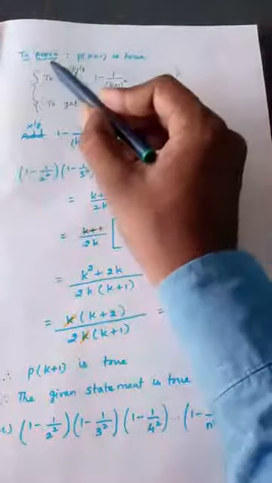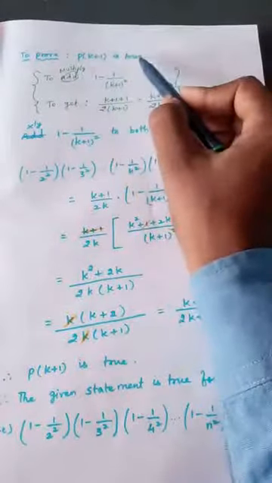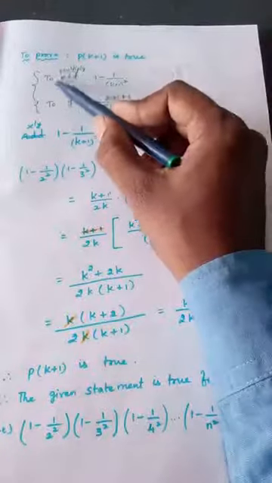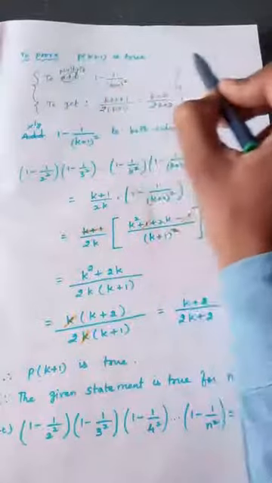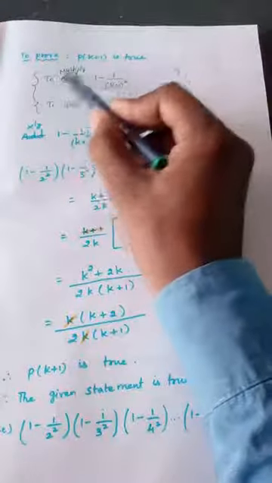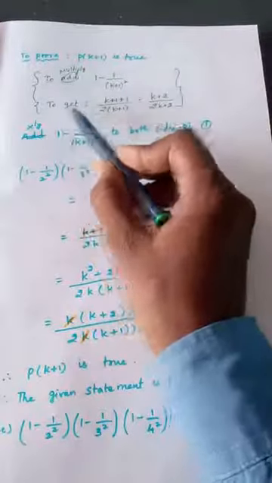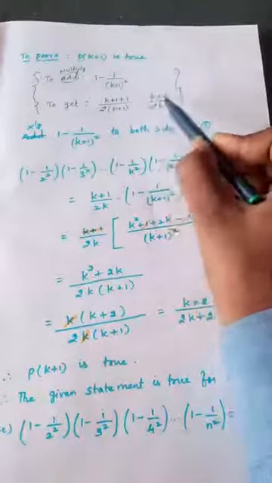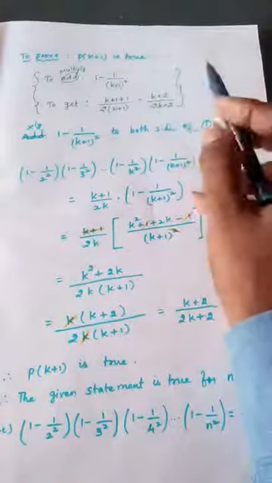Now see this. Next step is to prove P of k plus 1 is true. What are the two things that we have to find out? I have circled this add and multiply. Why? All the terms are in multiplication. So what is to multiply on both sides? This one. What is the answer that we should get? This one. This I have shown you before itself. k plus 2 by 2k plus 2. This is the answer that we need to get.